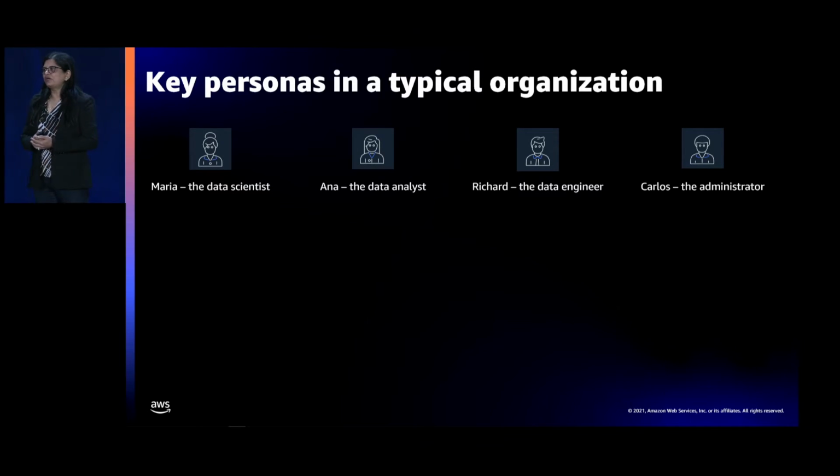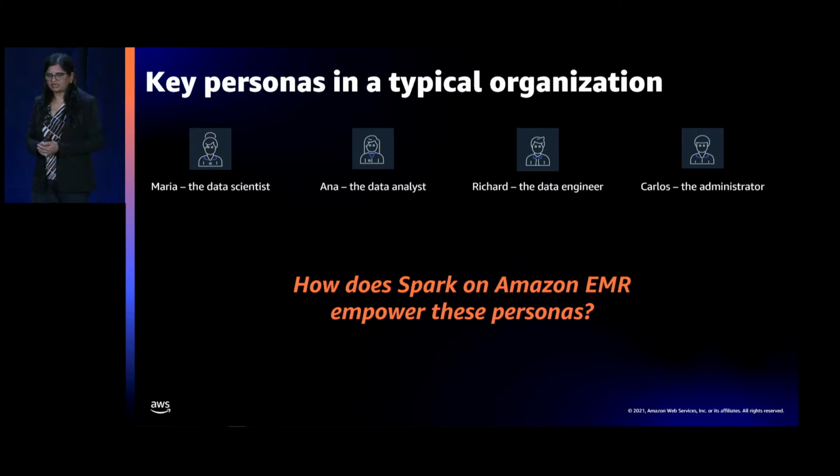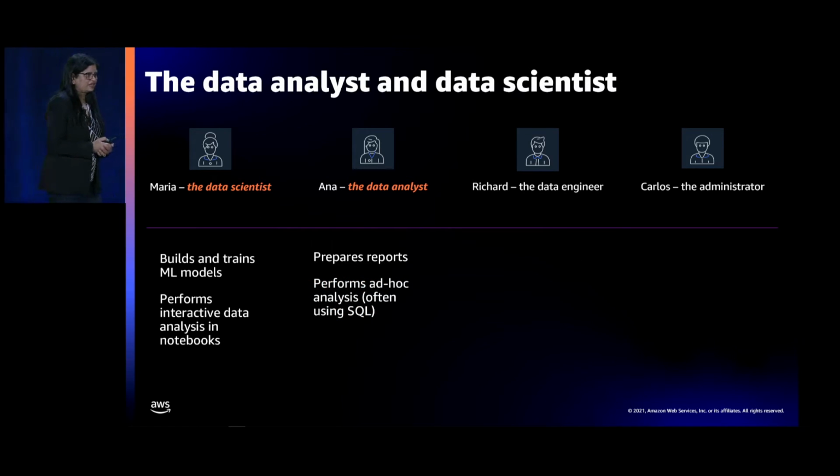So when we begin to think about how organizations have been using Amazon EMR, we need to go back to the key personas in a typical organization. So for example, you have Maria, the data scientist, Anna, the data analyst, Richard, the data engineer, and Carlos, the administrator. So how does Spark on Amazon EMR empower these personas? So let's take a look at what a typical data engineer and a data analyst does on a daily basis.